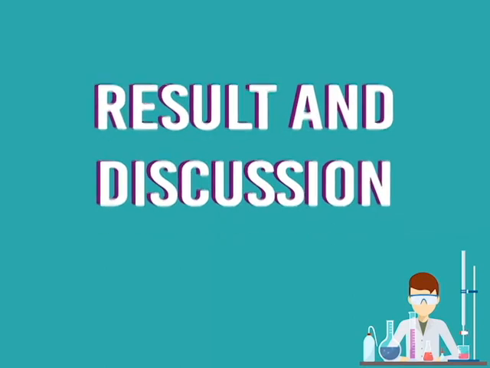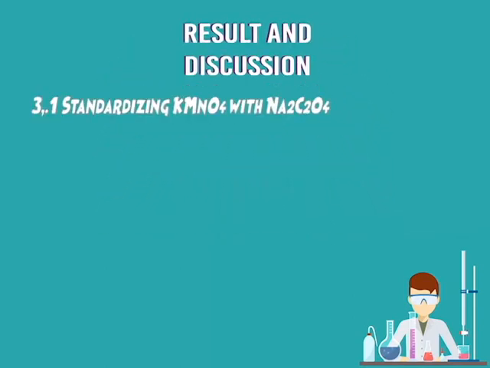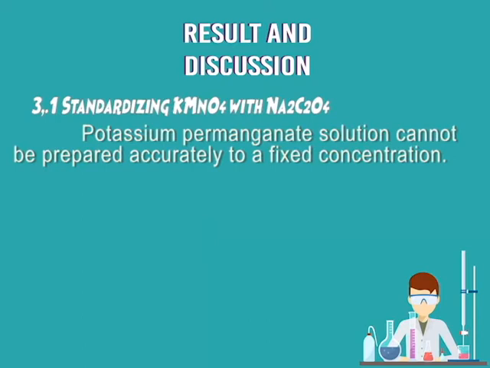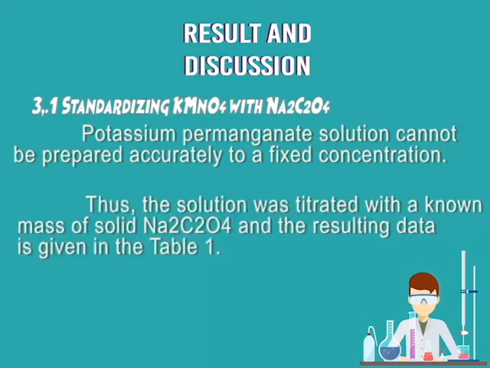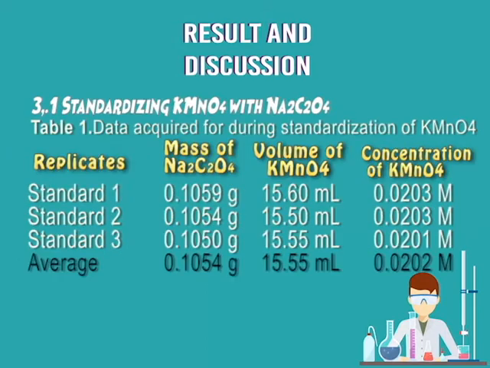For the results and discussion, first is the standardization of potassium permanganate with sodium oxalate. The solution of potassium permanganate cannot be prepared accurately through a fixed concentration. Thus, the solution was titrated with the known mass of solid sodium oxalate and the resulting data is given in Table 1. The average mass of the 3 samples of sodium oxalate was calculated prior to the computation of the molarity. The standardization of potassium permanganate was done 3 times and the results are 15.60 ml, 15.50 ml, and 15.55 ml from standardization 1 to 3 respectively.